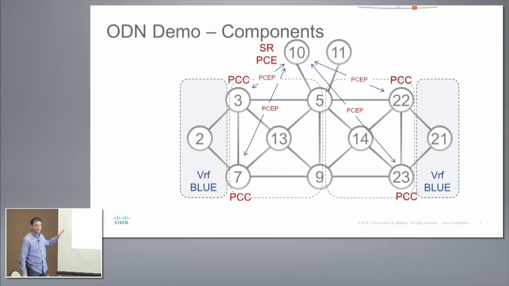So I have my PCEP sessions in the order shown in the arrows. Okay? Between 3 and 10, 7 and 10. Some people get worried if I show this picture. Oh, wait a moment. Are you saying that I have a God box? I have 10. If 10 goes away, then I have no brain. Well, of course, you can configure multiple PCE servers in your network. So this is just for simplification.